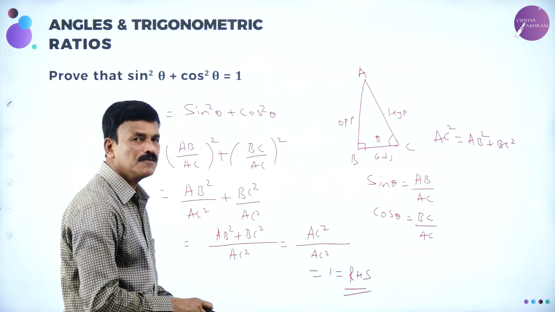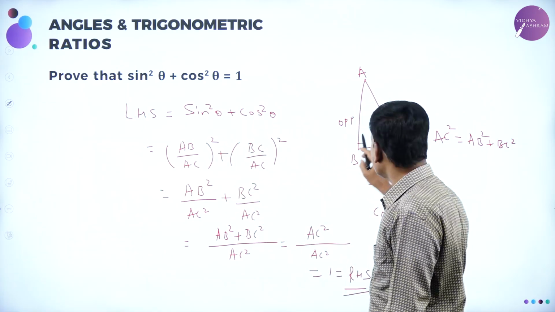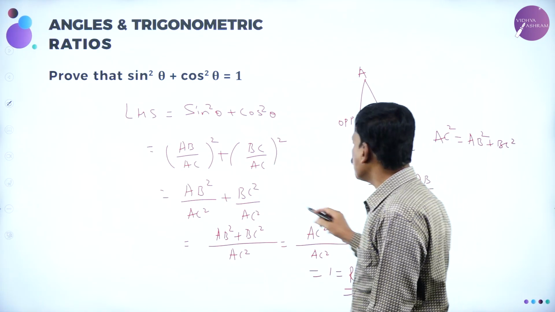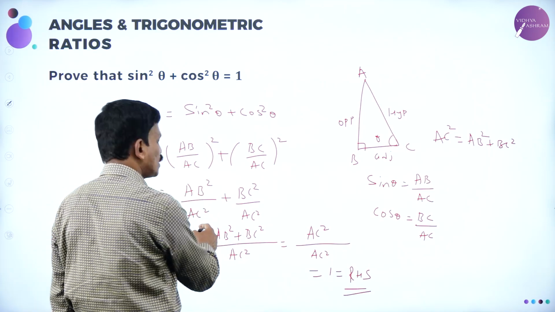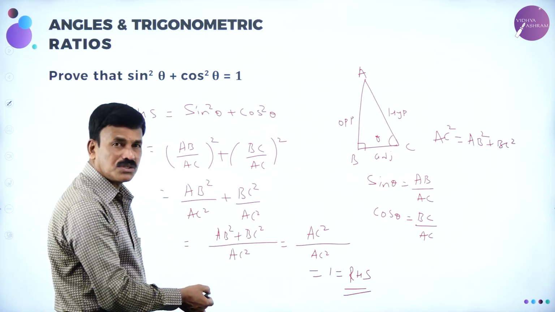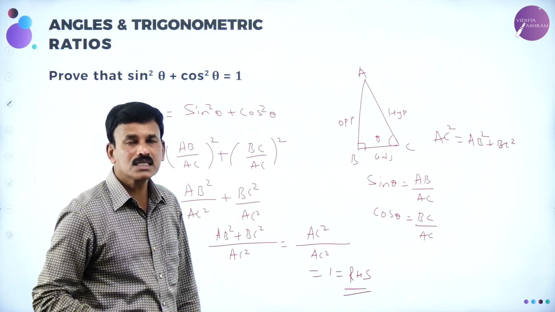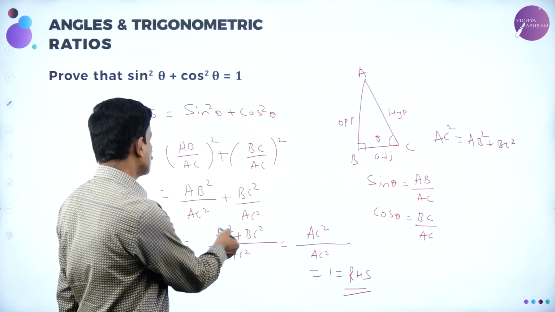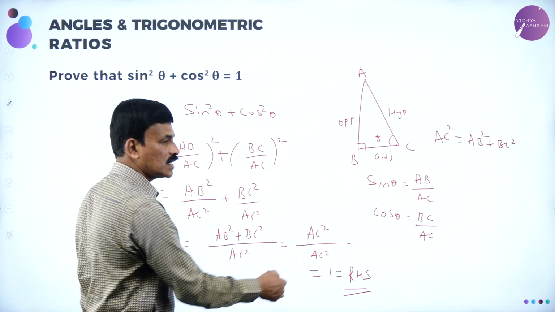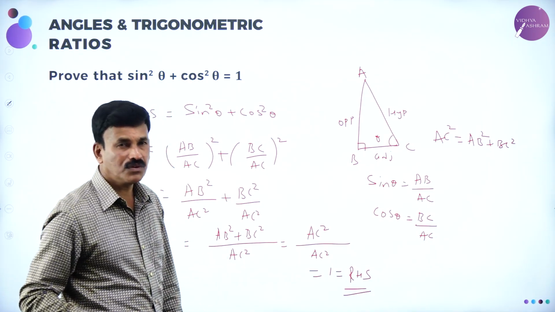That is it. Okay. So, here take LHS, sin square theta plus cos square theta. Sin theta is opposite by hypotenuse, AB by AC whole square, plus cos theta, BC by AC whole square, that is AB square by AC square plus BC square by AC square. Take LCM, AC square is LCM, AB square plus BC square in the numerator. If you apply Pythagoras theorem, AC square is equal to AB square plus BC square. So, AB square plus BC square is AC square, AC square by AC square gets cancelled, that is equal to 1, which is the required RHS. So, this is a very important formula indeed.